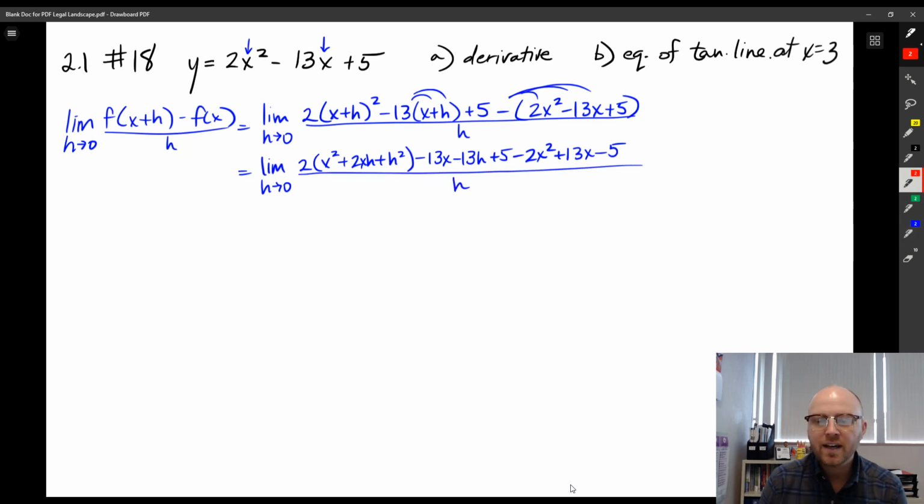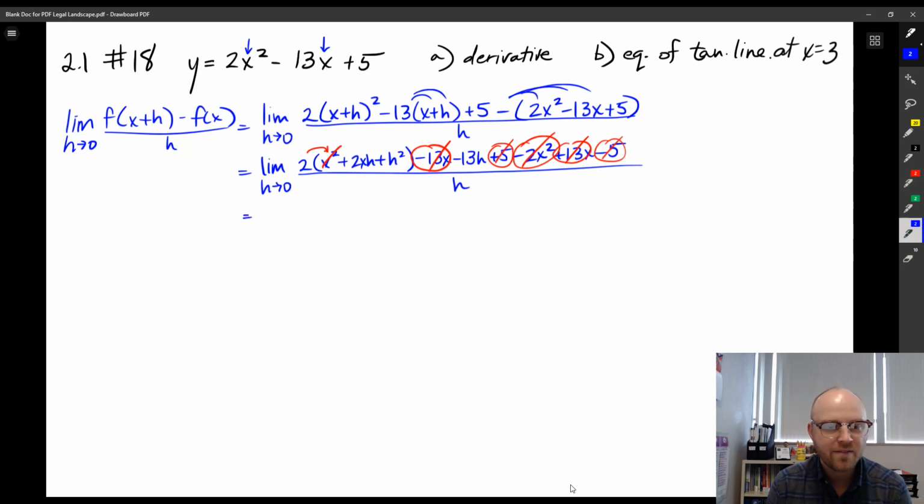Let's see if we can put anything together as like terms. I notice there is a minus 13x and a plus 13x. Those make 0. There is a plus 5 and a minus 5. Those make 0. I can see mentally this is a 2x squared, and here's a negative 2x squared. So that term is going to be 0 as well.